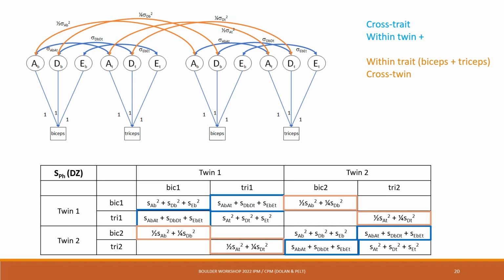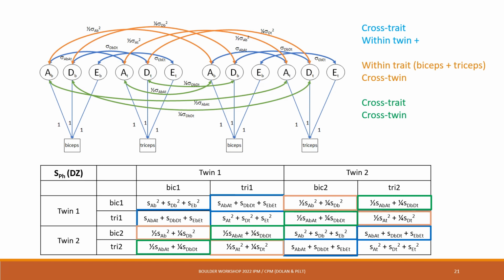The final thing to do is to connect the A of biceps in twin 1 to the A of triceps in twin 2. That applies to the A and the D influences. So these are the cross-twin, cross-phenotype covariances, and they contribute the elements to the 4x4 matrix shown at the bottom in green.